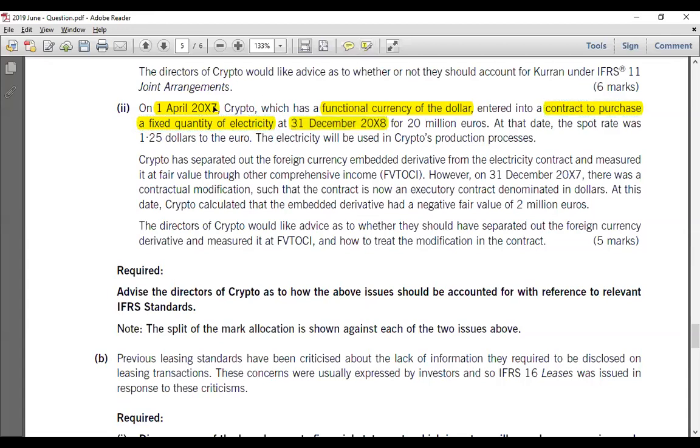At 31st December 20x8, so approximately 1 year, 9 months later from the date of the contract, for 20 million euros. At that date, the spot rate was $1.5 to the euro. The electricity will be used in crypto's production process. So apparently, we are expecting it to be settled in the electricity, not in the cash. Crypto has separated out a foreign currency embedded derivative for the electricity contract and measured it at the fair value through OCI. Now, this is the area which needs to be understood.